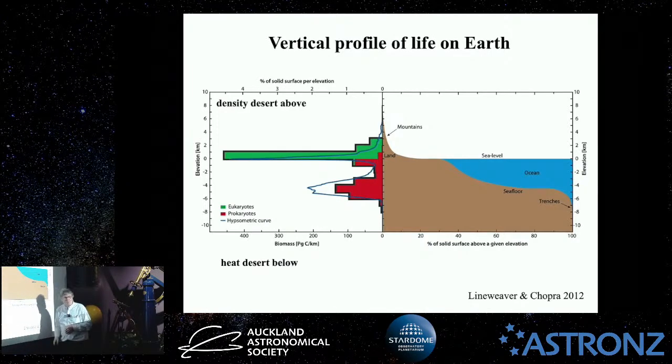The question, Charlie, is whether that curve is describing the number of cells or the number of organisms. So does a human count as one on that chart? That's a good question. I think it's by mass. By mass. Yes?